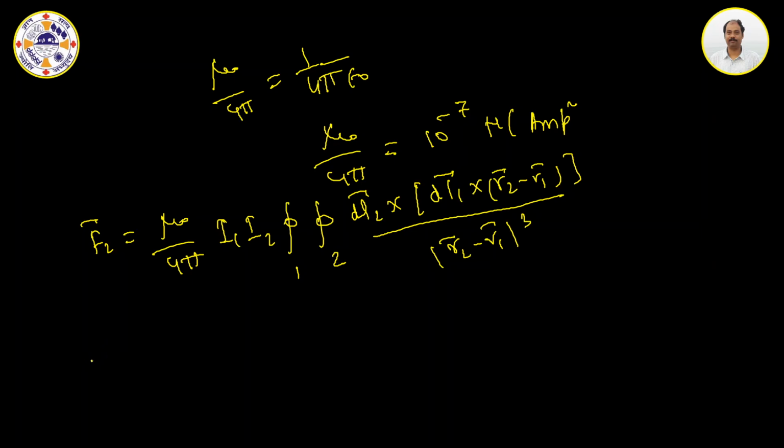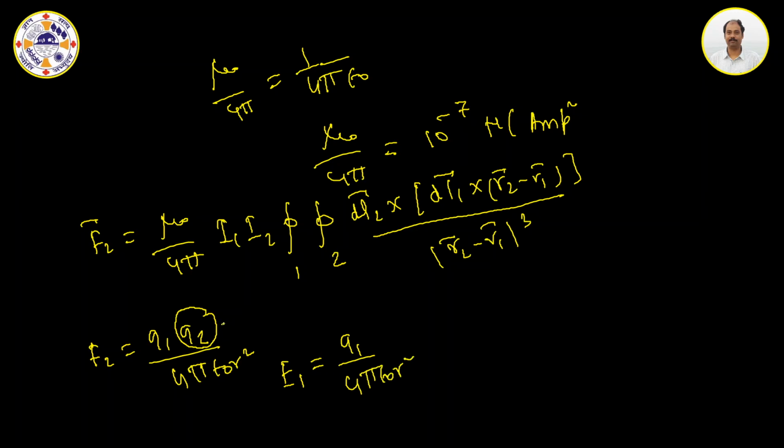Just remember the expression of force in electrostatics, Coulomb's law: F2 equals Q1 Q2 by 4 pi epsilon 0 r square. This is the force experienced by Q2 due to Q1. So how can we find E1, the field at the position of the charge Q2 due to Q1? It is Q1 by 4 pi epsilon 0 r square. I am just omitting Q2. In a similar manner, if we omit I2 dl2, it will give us the field at the position of dl2.